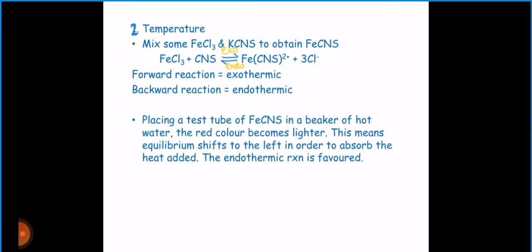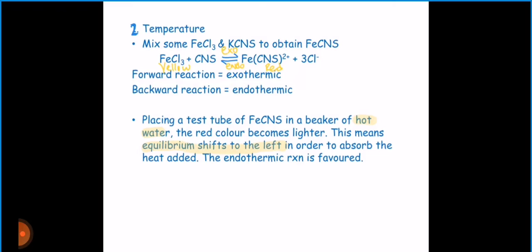If we place our test tube that has the ferrothiocyanate in it in a beaker of hot water, the red colour that we have becomes lighter. It's important for us to remember that our product side is red and that our reactant side is yellow. So the equilibrium here has shifted to the left in order to absorb the heat that is added.